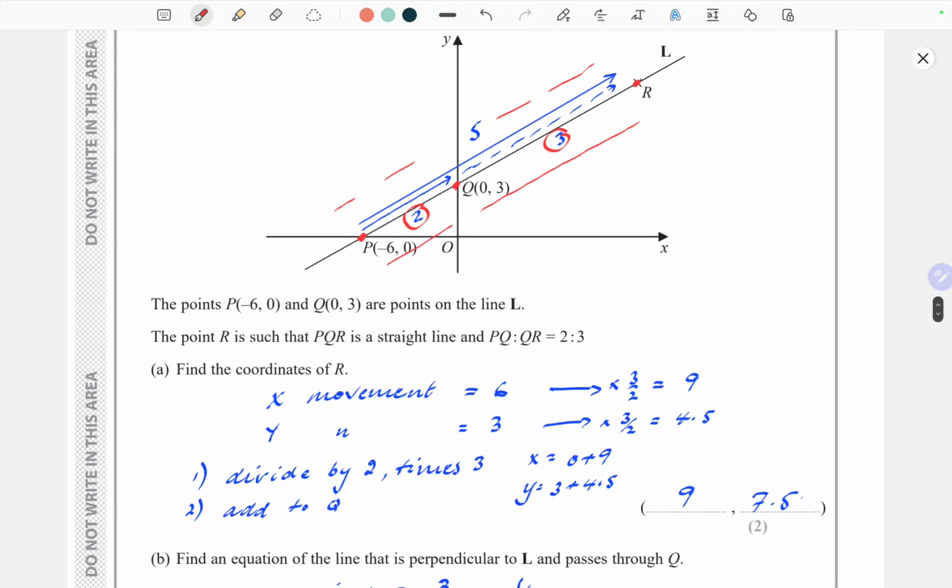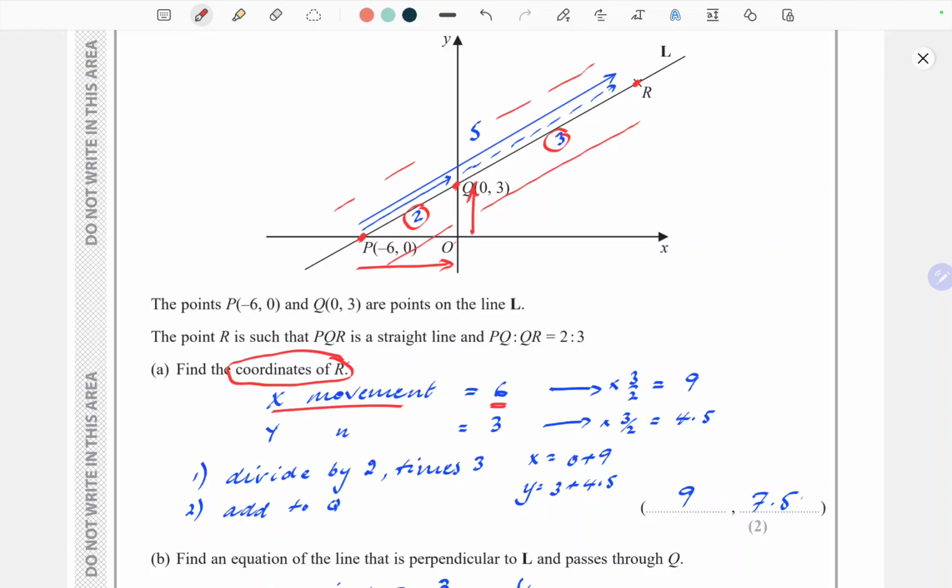We're given coordinates of P and Q, and we want to find out what R is, the coordinates of R, all right? Now, first of all, find how far you move across to go from P to Q. So that's the X movement is 6, right? You're going from -6 to 0, okay? And then the Y movement, i.e. how far you're going up, is 3, from 0 to 3, all right?